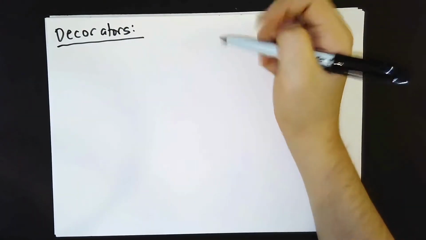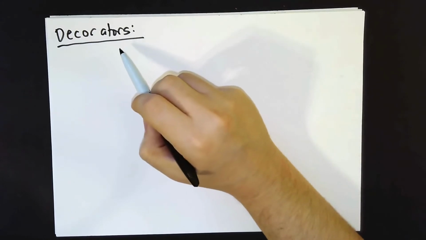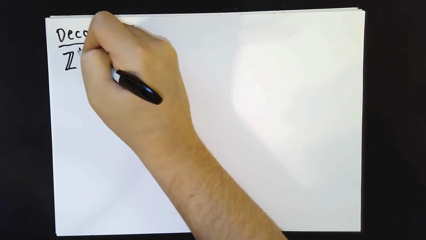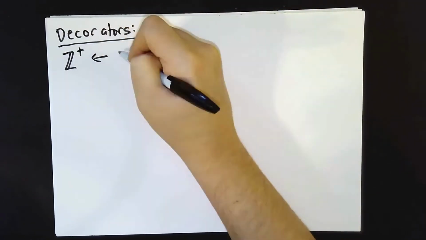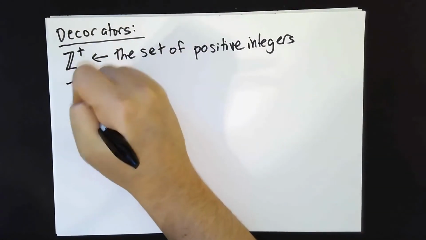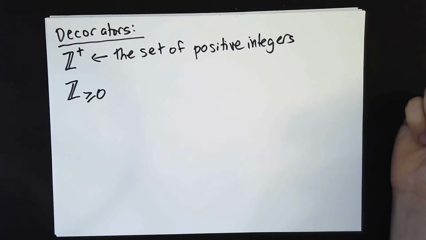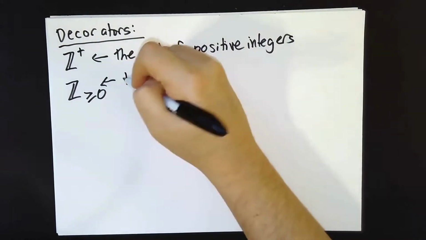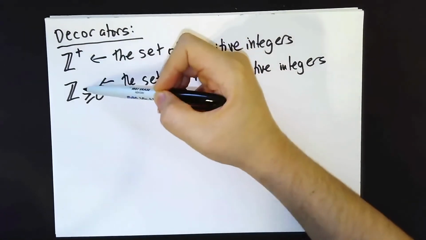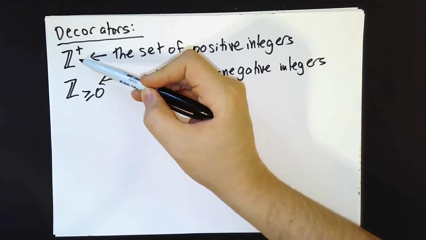You'll sometimes see additional, what I'll call, decorators on these sets to describe pieces of them. So, for example, I will very often write Z+. This is the set of positive integers. In a similar fashion, if I write Z subscript greater than or equal to 0, this will be the set of non-negative integers. So note these two things are different. And the difference is this one includes 0, but this one does not include 0.